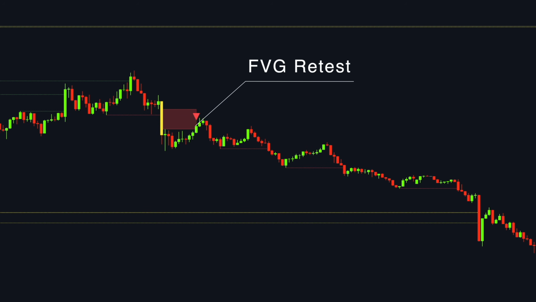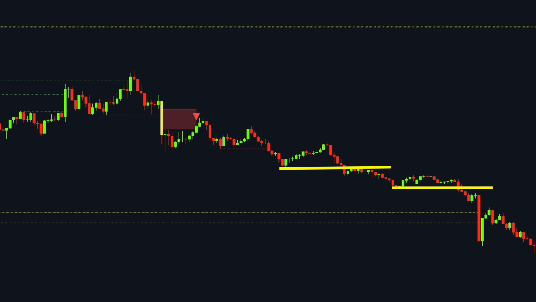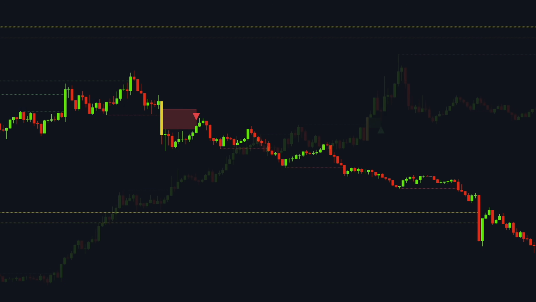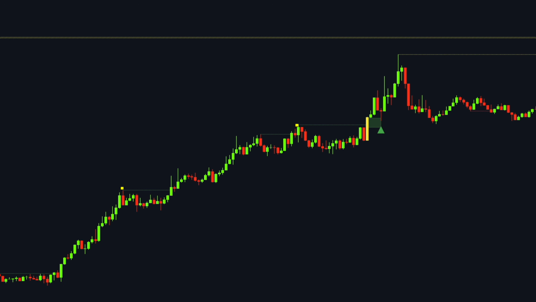The structure breaks are these green and red dotted lines that appear when the market structure is broken. For example, when the market breaks below the most recent low, a bearish break in the structure is present. This could be an indication of a market momentum change. On the other hand, when the price rises above the previous high, a bullish break in the market structure occurs.